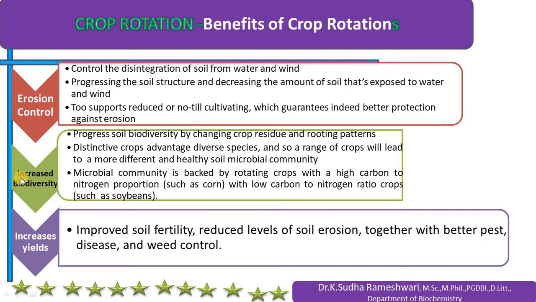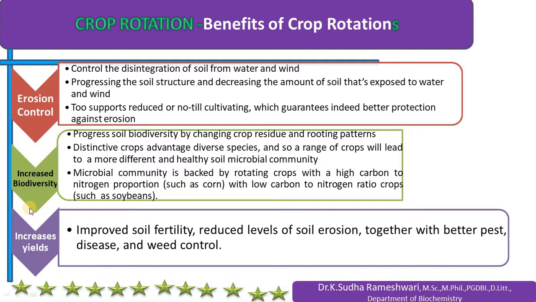Next is the increased biodiversity. Crop rotation helps improve soil's biodiversity by changing crop residue and rooting patterns. Distinctive crops favor diverse species, so a range of crops will lead to a more diverse and healthy soil microbial community. Additionally, the microbial community is boosted by rotating crops with a high carbon to nitrogen ratio, such as corn, with low carbon to nitrogen ratio crops such as soybeans.